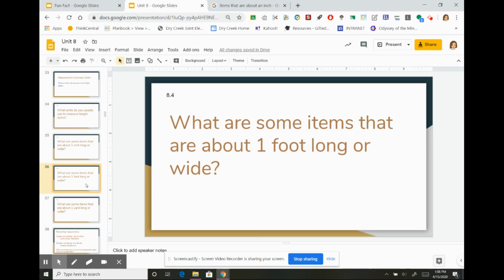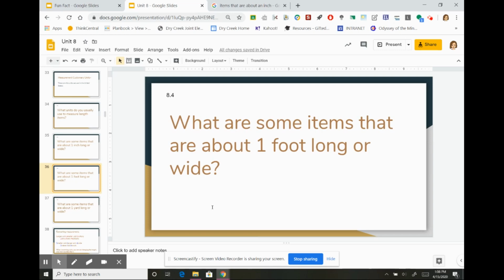So go around your house and see if you can find items that are about a foot long. Pause the video, write the items down, or take pictures of the items that you find and you can send them to me, okay? Or you can capture them in Seesaw when you're done. But find the items that are about a foot long and then come back to me, okay? So pause the video and then come back.